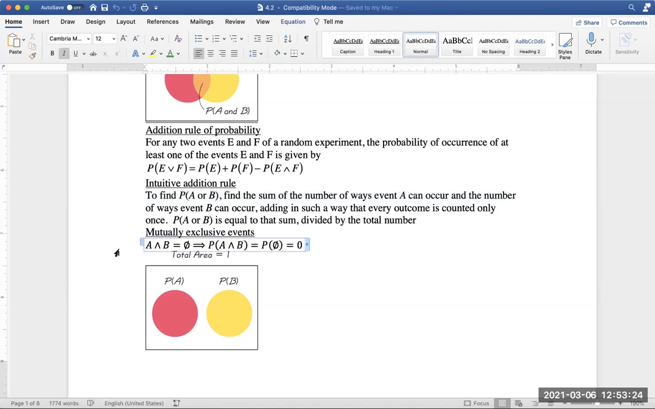Mutually exclusive events. Again, we call these disjoint sets. So A intersect B. If A intersect B is the empty set, then we say that events A and B are mutually exclusive. If the sets A intersect B is the empty set, then we call those sets disjoint.